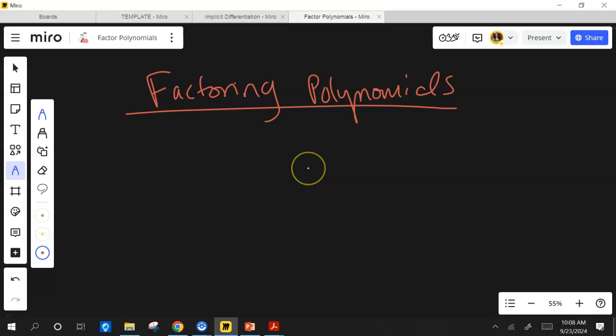This only works for us right now when it's a quadratic. Okay, so I'm going to put a little note here. This is a quadratic method.